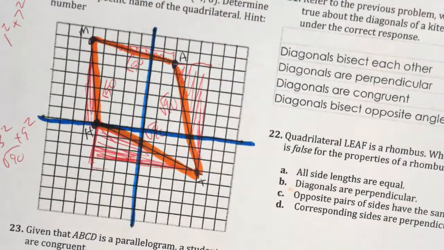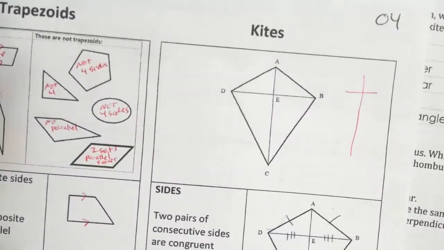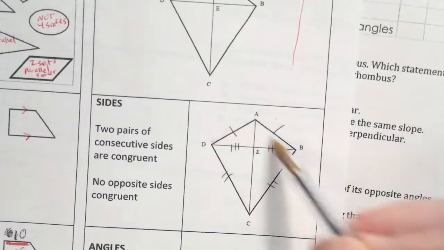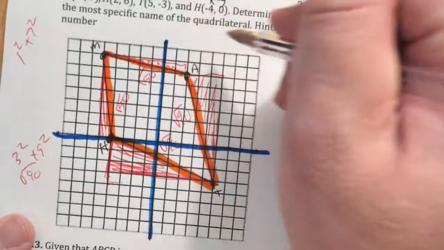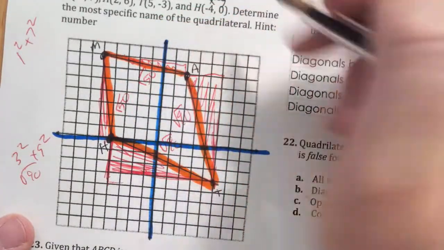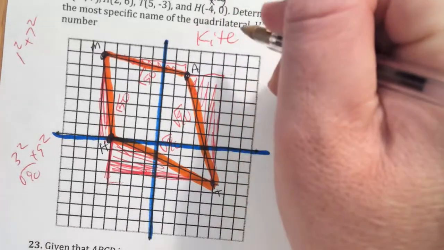Okay, so if we look at the rules of all of our quadrilaterals, so we're looking for page 4. Here we go, kites. So this and this are equal, this and this are equal. Awesome. So this sucker is a kite. So determine the most specific name for this. Kite.